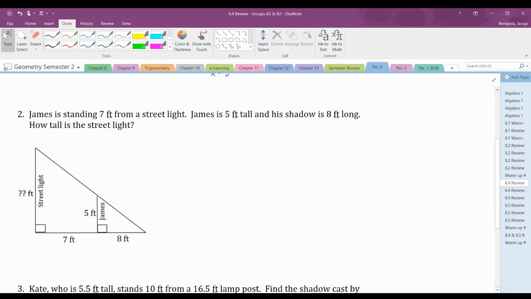In problem number 2, it says that James is standing 7 feet from a street light. James is 5 feet tall and his shadow is 8 feet long. How tall is the street light?